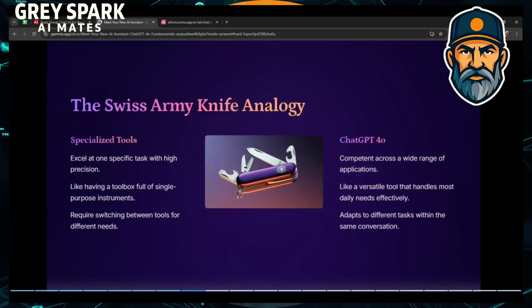I like to think of ChatGPT 4.0 as a Swiss Army knife with a personality. Unlike specialized tools like Excel that excel at one specific task, ChatGPT is designed to be competent across a wide range of applications. It's the difference between having a toolbox full of single-purpose instruments versus having a versatile tool that can handle most of your daily needs effectively.